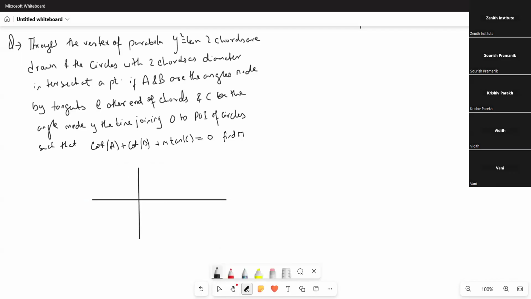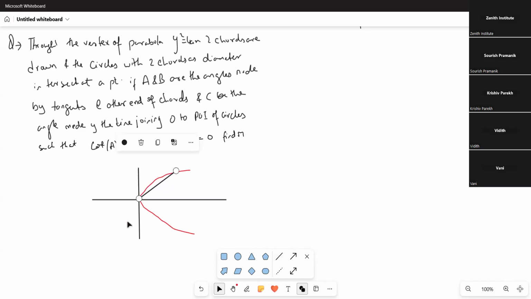So let's say we have a parabola y square equal to 4ax and इससे कोई भी दो chord बना लो. Let's suppose this is one of the chords. This is the other chord.